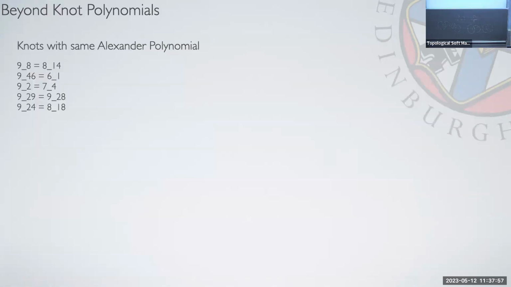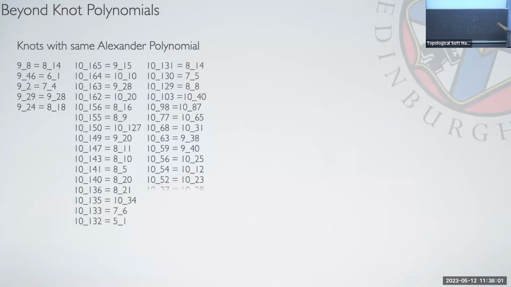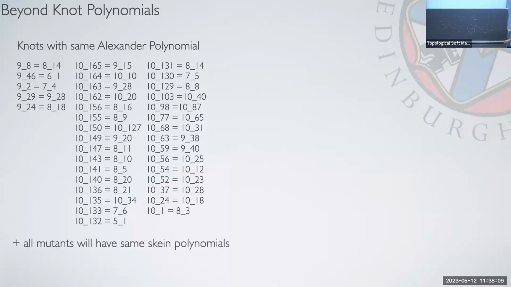So then if we go to 9 crossing and 10 crossing knots, there are this many knots that share the same Alexander polynomial, and you can use other polynomials to tell them apart. But actually, all the mutants that you can imagine will share the same polynomials, the Jones and the others. You still have a problem to identify those, right?